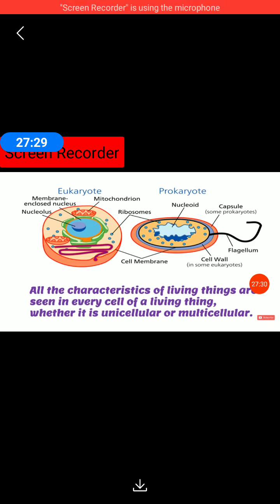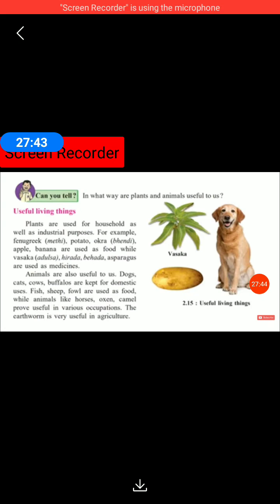Means either the cell will be eukaryotic or prokaryotic, either it is unicellular or multicellular. So you can see what are the characteristics of living things. Now can you tell, students, in what way are plants and animals useful to us? You can tell what the plant is useful for us. Plants are used for household as well as industrial purposes also.